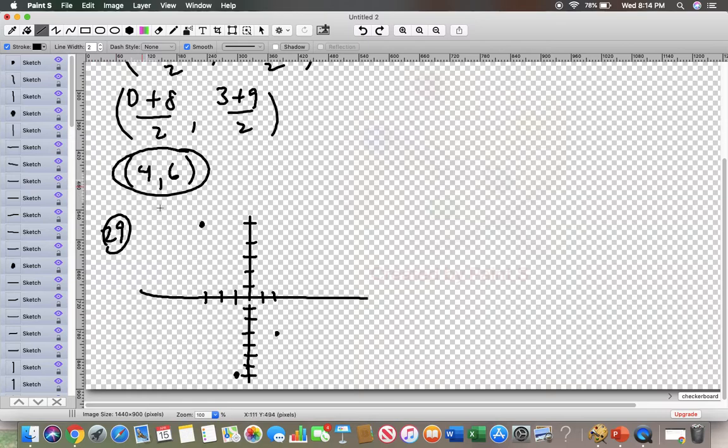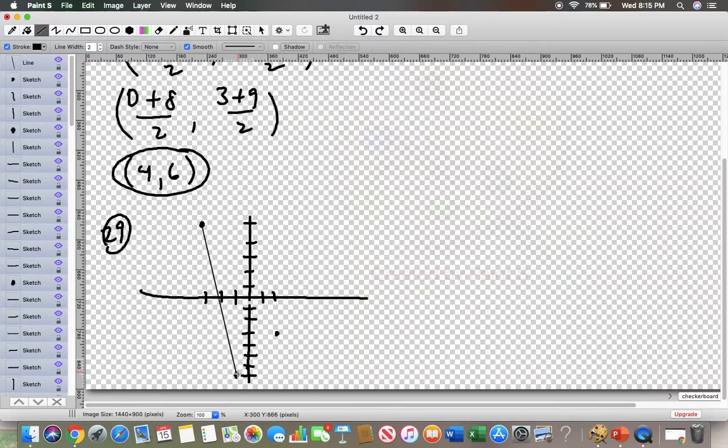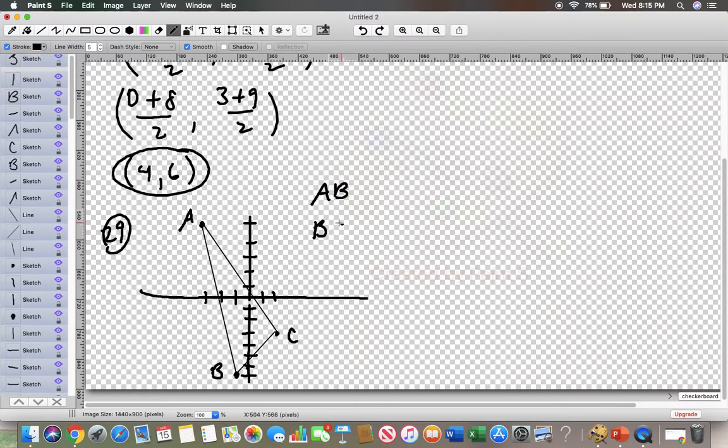So let's see here. There's one segment, another one, and lastly, there we go. So here is point A, here's point B, and here's point C on my triangle. And I want to find the lengths of all of the sides. So I'm looking for AB, I'm looking for BC, and I'm looking for AC, all 3 lengths of those sides.